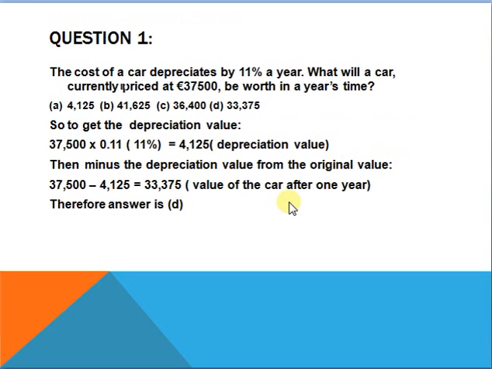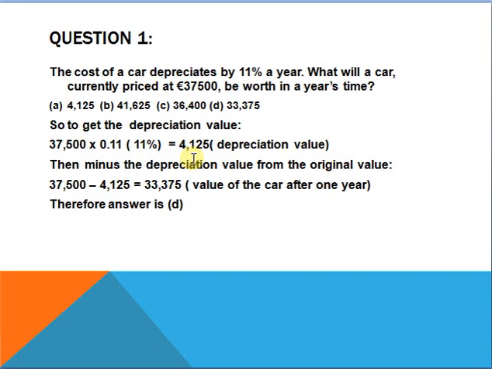So our question is, the cost of a car depreciates by 11% a year. What will a car currently priced at €37,500 be worth in a year's time? So we're given four answers, A, B, C or D. So to start off, we have to get the depreciation value. So how do we get this? So we multiply the percentage by the initial value. So we're multiplying the 11%, which is 0.11 in this case, by the 37,500. And this will give us our depreciation value, which is 4,125.